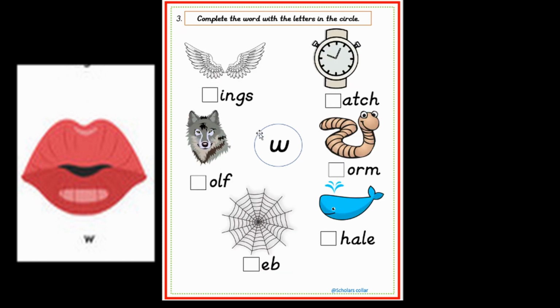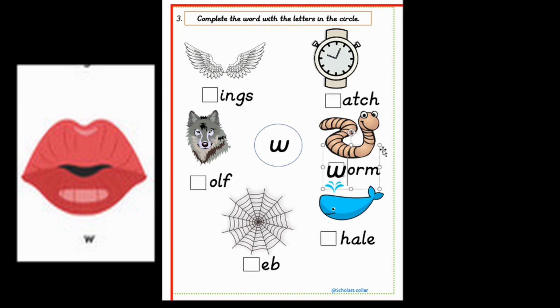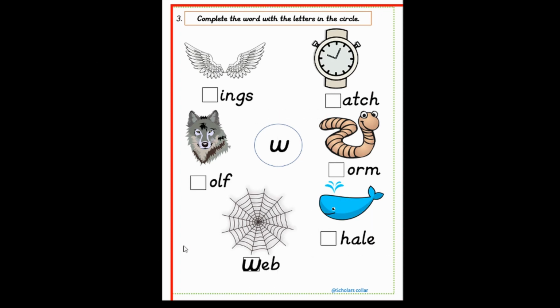Next one is w. W sound. So w, wings, watch, worm, whale, web, and the last one is wolf.